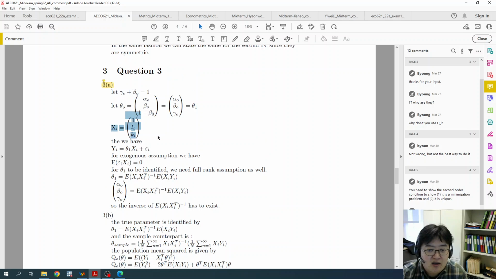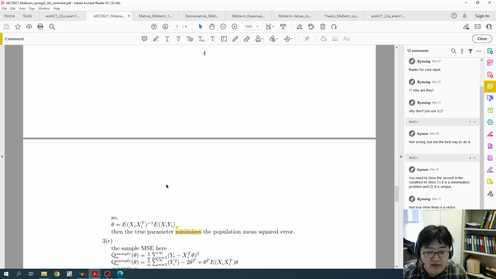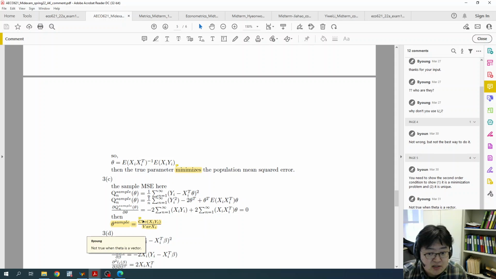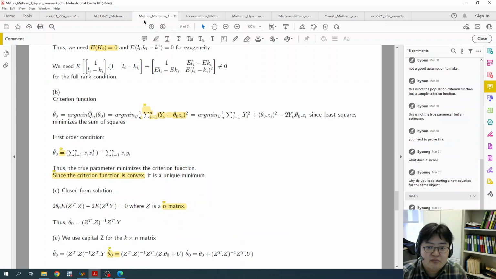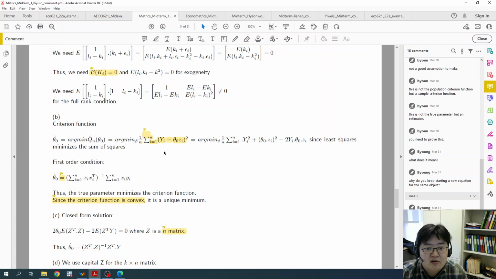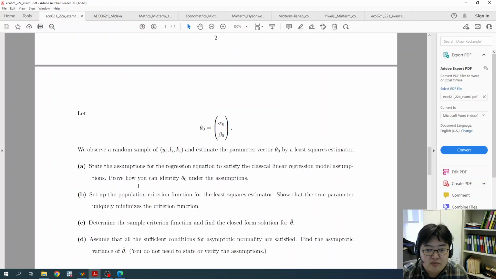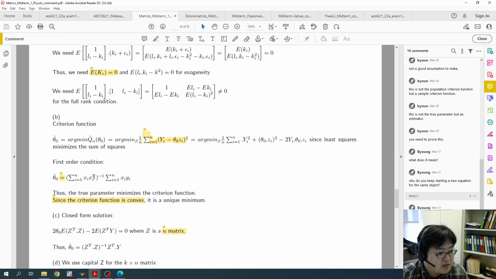Defined x this way, X is a 3 by 1 vector. Then the variance should be a 3 by 3 matrix, and the covariance should be a 3 by 1 vector. So at least it should be an inverse, not covariance over variance. Totally wrong. And in part B, I'm asking for a population criterion function, but this is the sample criterion function. Totally wrong. And this answer did not check the second order condition.